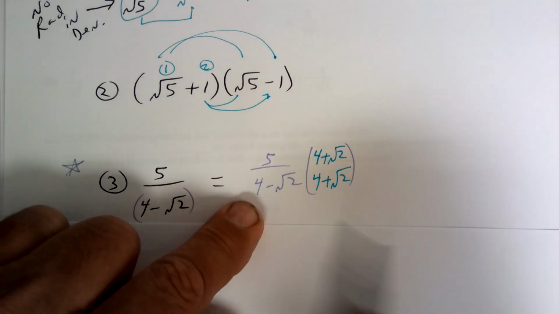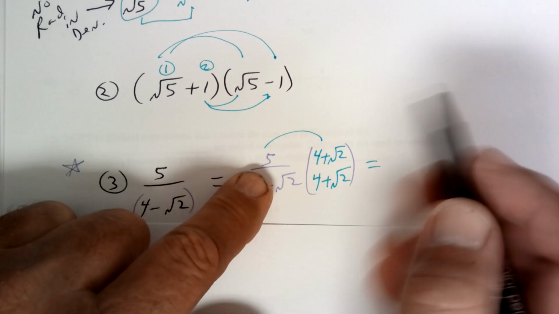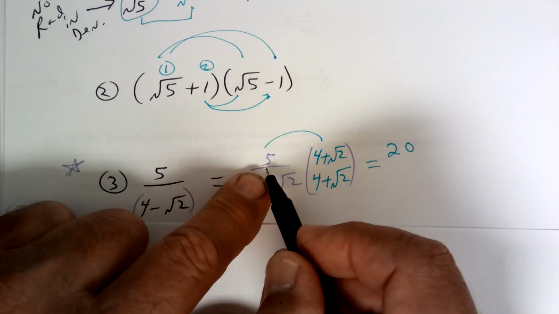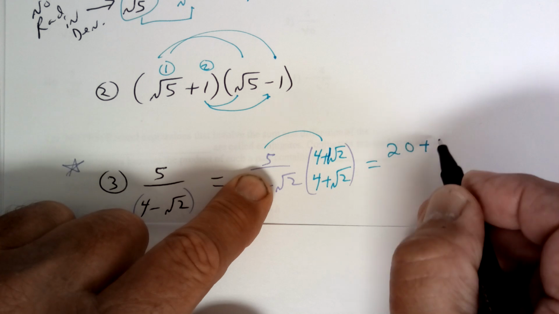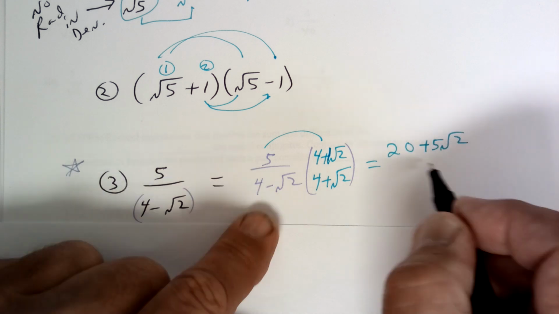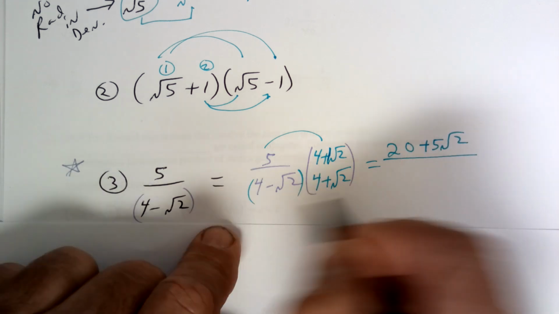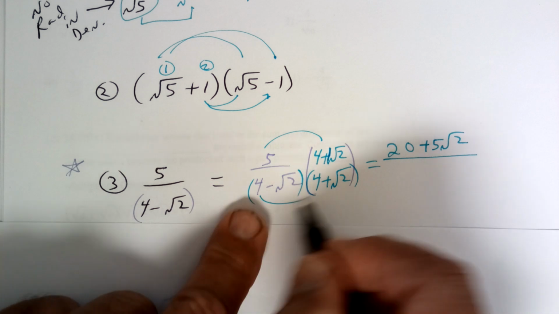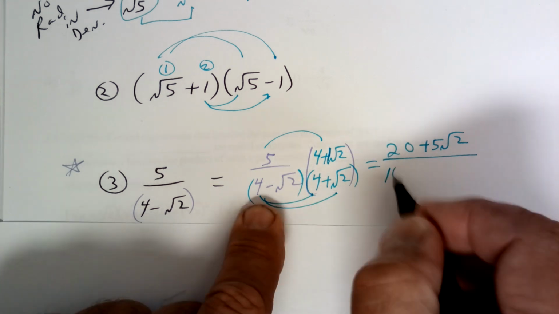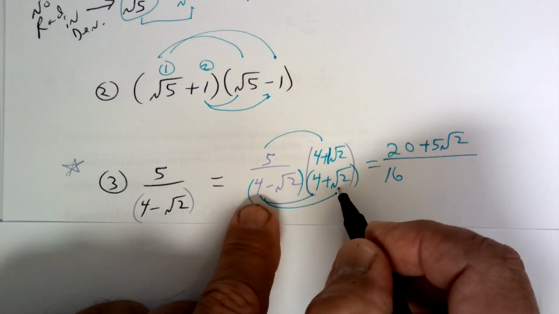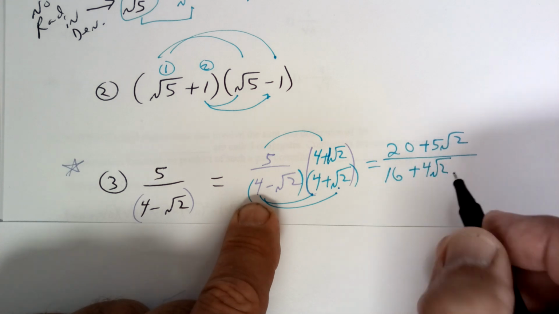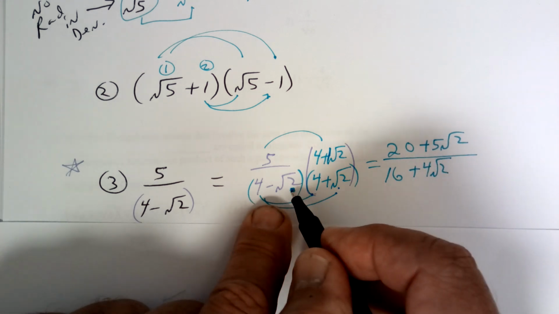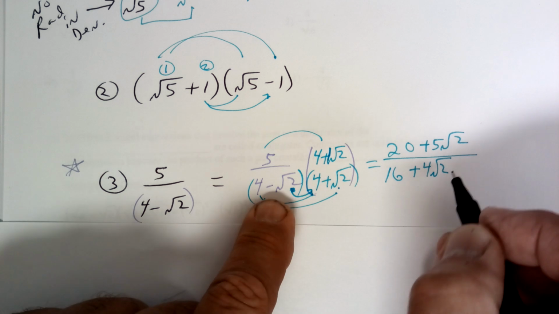Okay, let's distribute. 5 times 4 is 20. 5 times 1 is 5 square root of 2. Down here, you got to do FOIL. So you're going to take this one to both of these. So 4 times 4 is 16. 4, that's going to be a plus 4 square root of 2. Now you go to the next number here, and that's going to be minus 4 square root of 2.